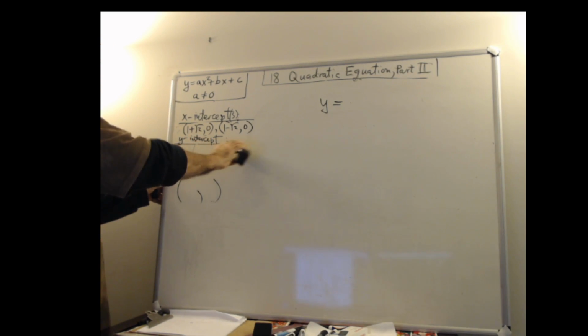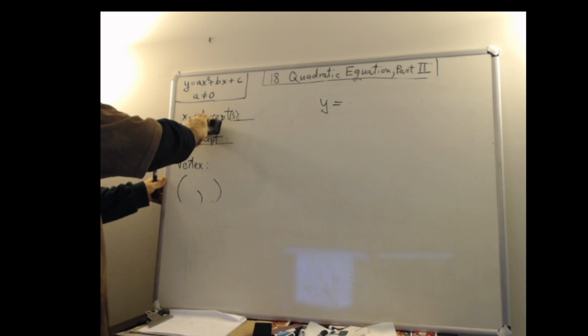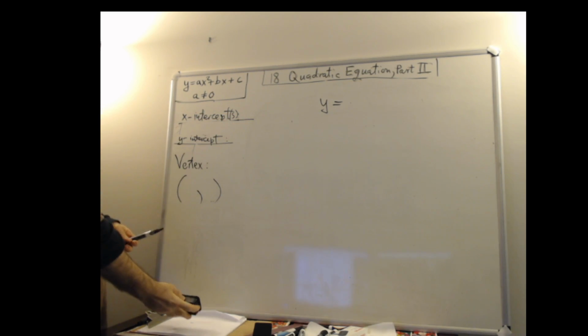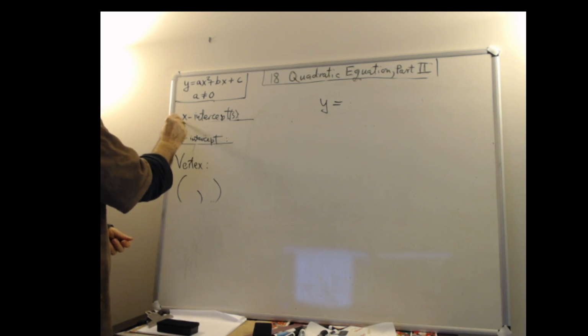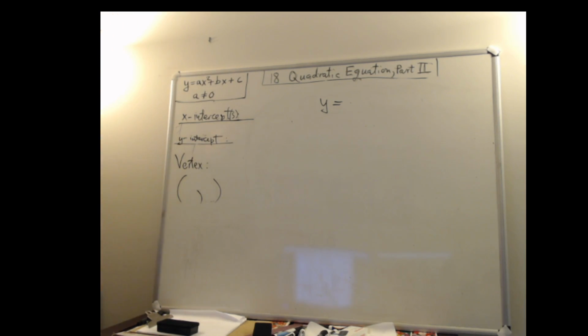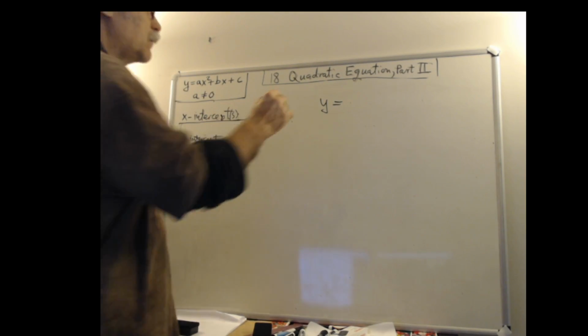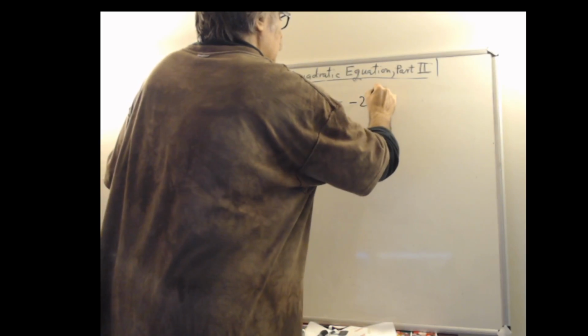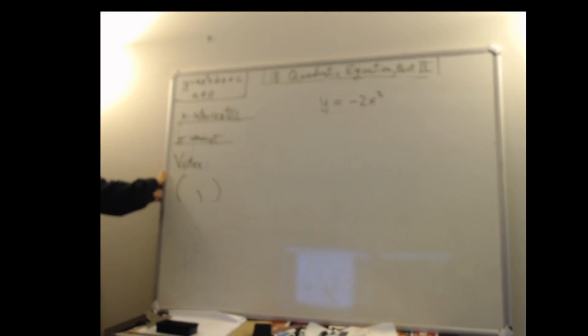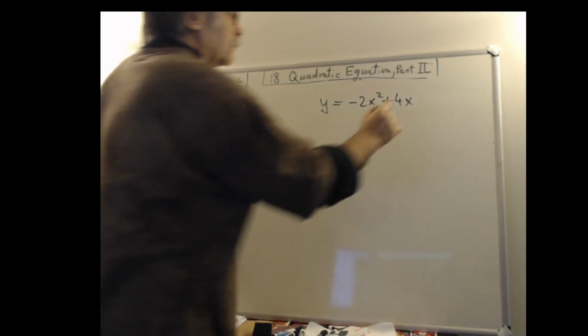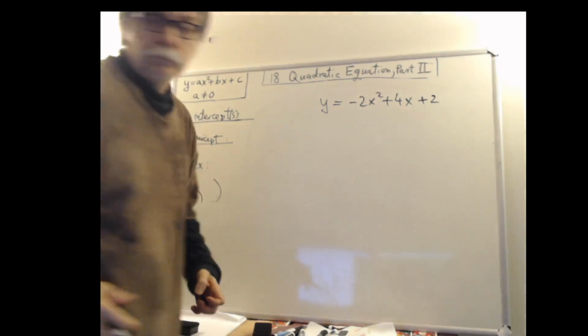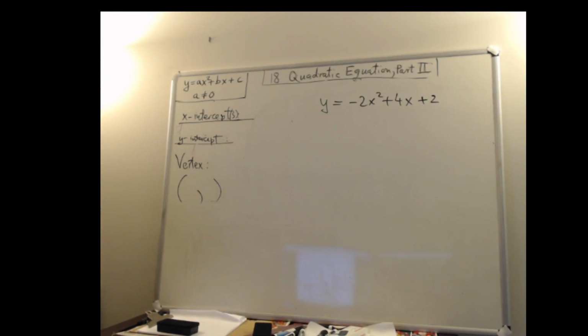We need the intercepts, we need the vertex, and if that's not enough, we also need a couple of extra points, maybe one. So I have here negative 2x squared, positive 4x, and positive 2. Okay? All right.